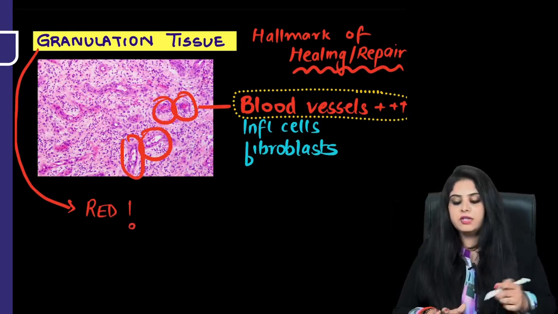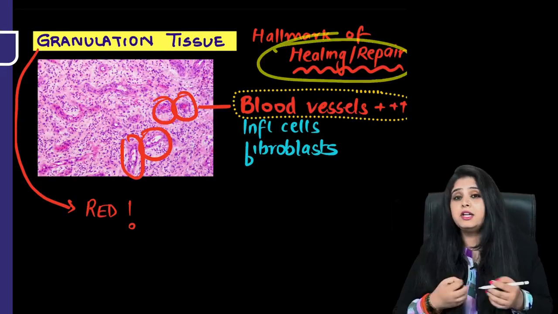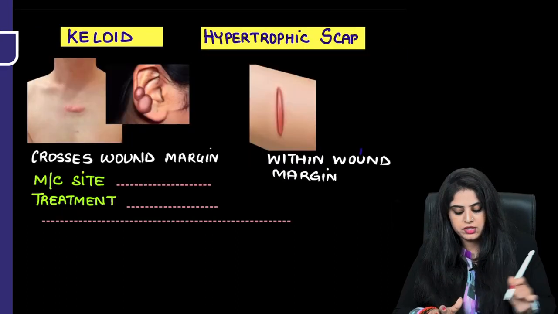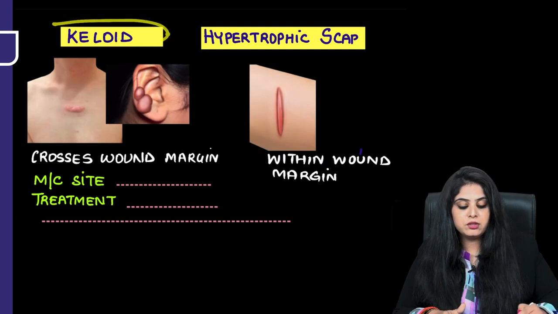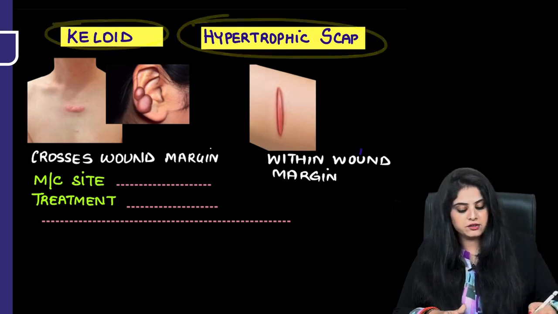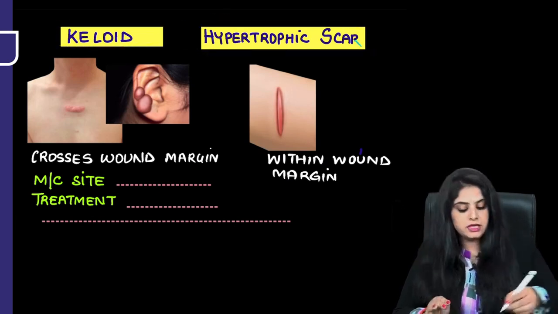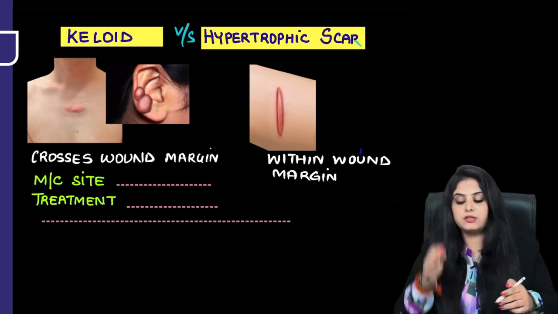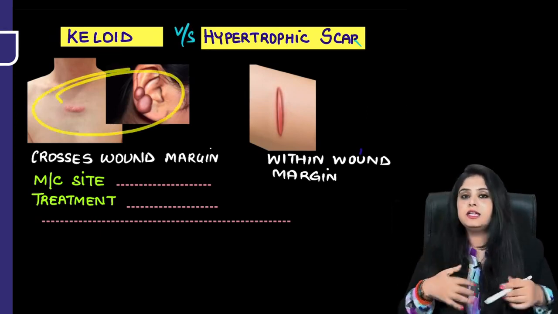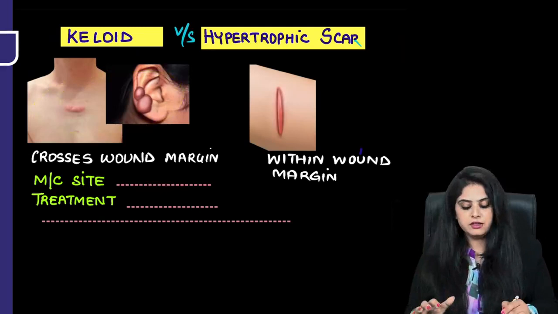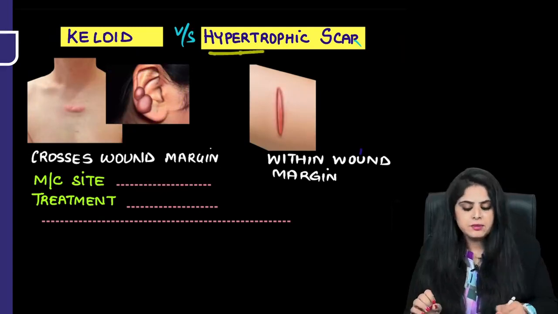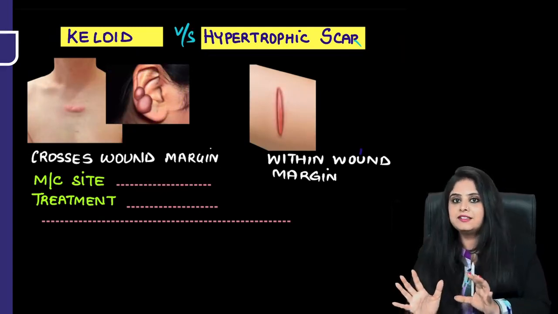Okay, so now this was about healing, but what if someone ends up having too much of healing? What is that in surgery known as? Too much healing is known as keloid and hypertrophic scars. So let's do differences between keloid versus hypertrophic scars. Let me tell you, keloid is everything too much. Everything will be in excess. Hypertrophic scar is a little sober. That's how I have learned it.